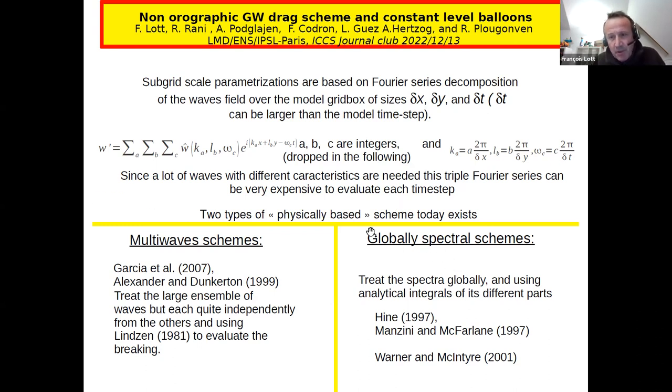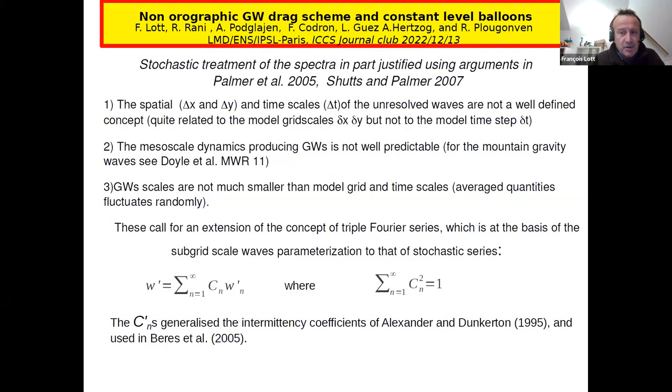One of those, which I'm not going to talk much about, is what we name the globally spectral schemes, which are widely used, and use the spectral property of gravity wave breaking to integrate the spectra analytically. The other schemes try to sample these harmonics, and we name them multi-wave schemes, wave by wave. They are very expensive. But it appeared about 20 years ago that if you have a stochastic approach, you can sample that spectrum stochastically, and it became much cheaper.